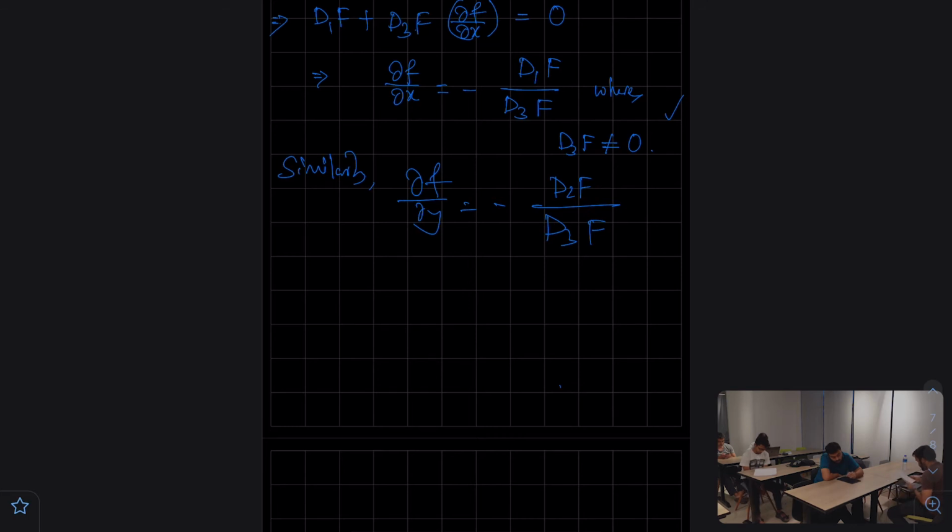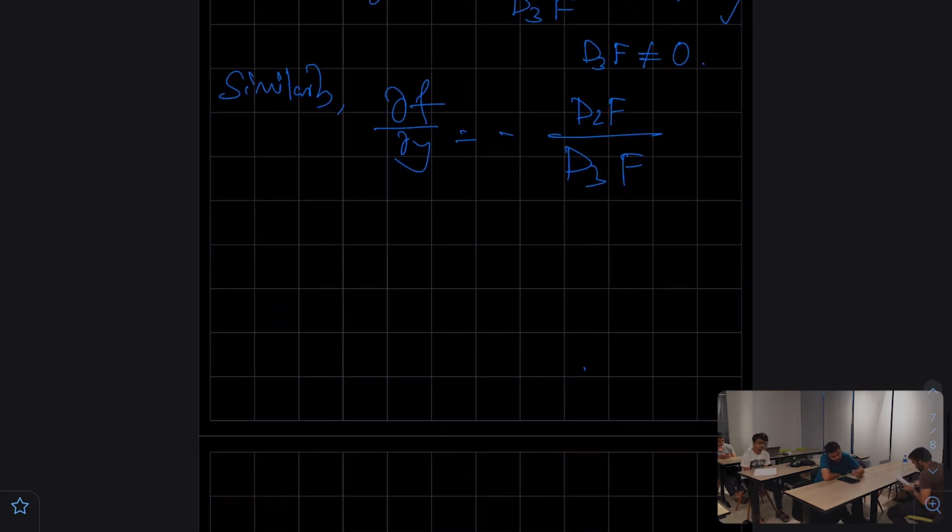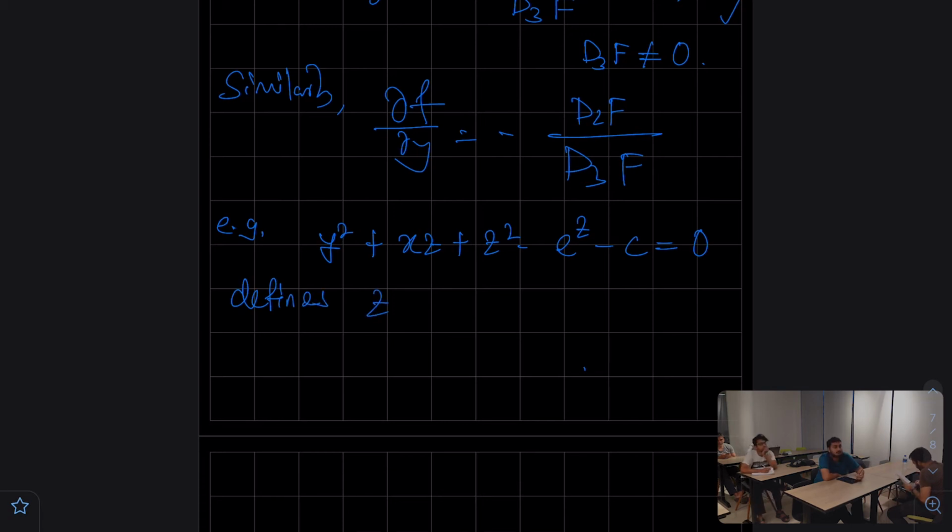Okay, so let us apply this toolbox to an example. So you have y squared plus xz plus z squared minus e to the z plus 6, let me say c for anything. Same thing, but done in more general ways, showing the power of this construction. This expression defines z in terms of f of x comma y, no?